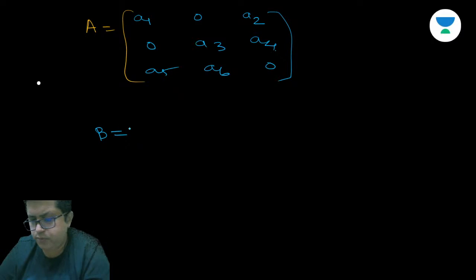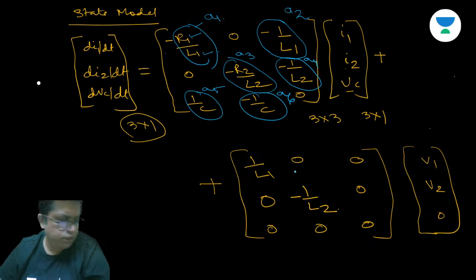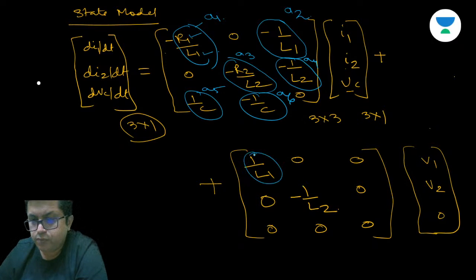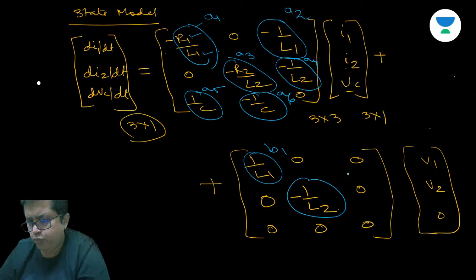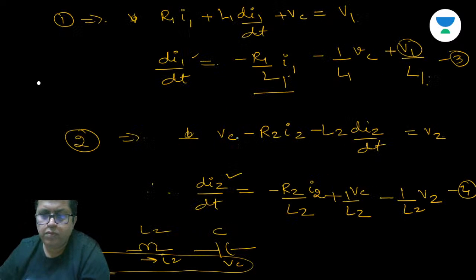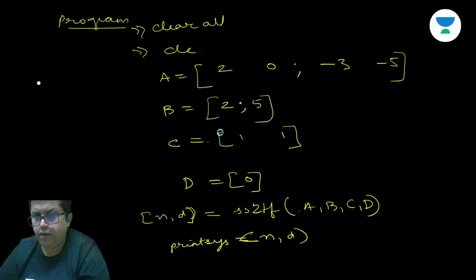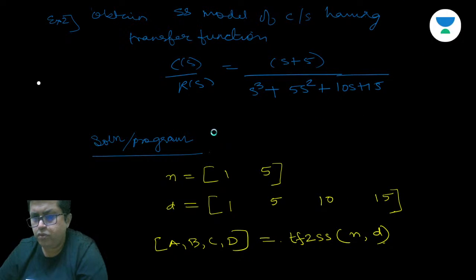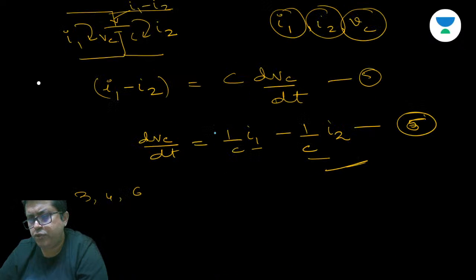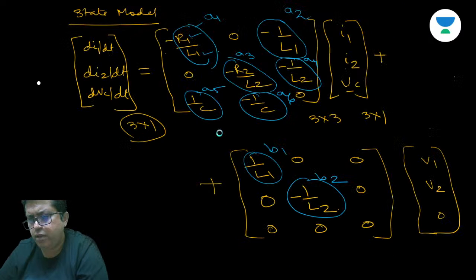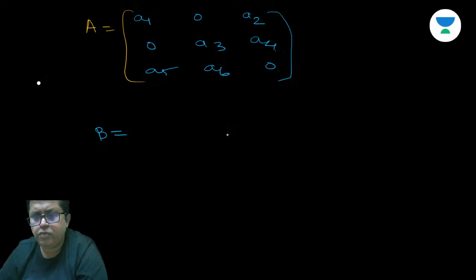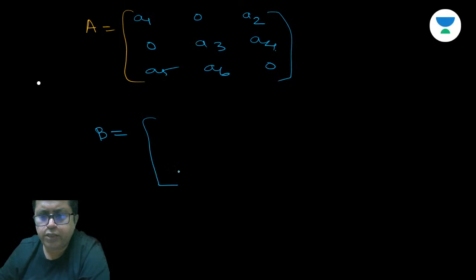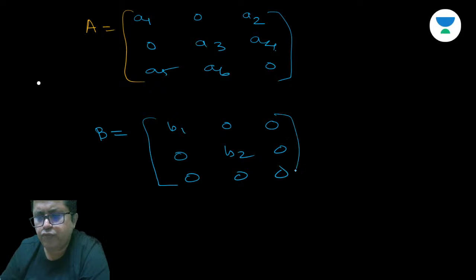B matrix. This is the B matrix: B1, B2. See here, where are B1 and B2? So the B matrix is B1 0 0; 0 B2 0; 0 0 0. Finish.